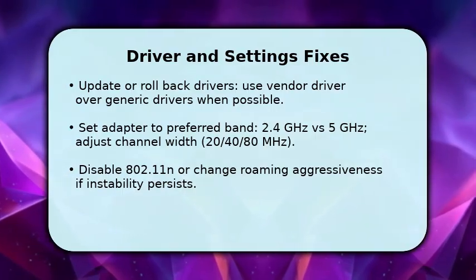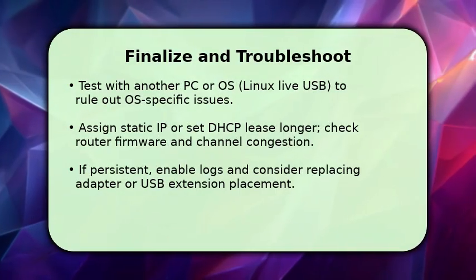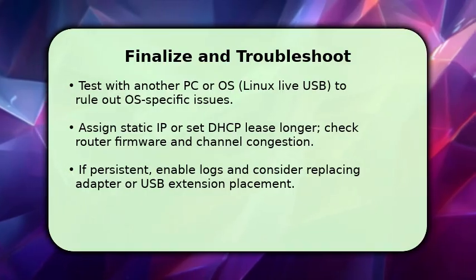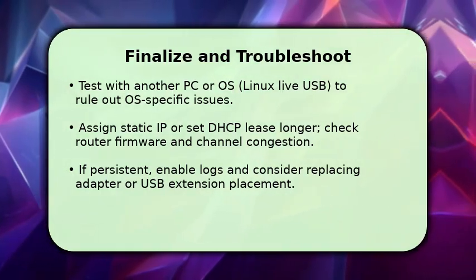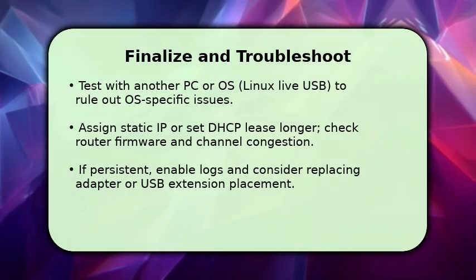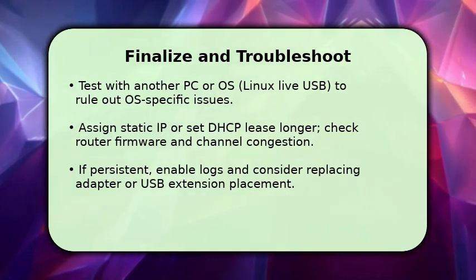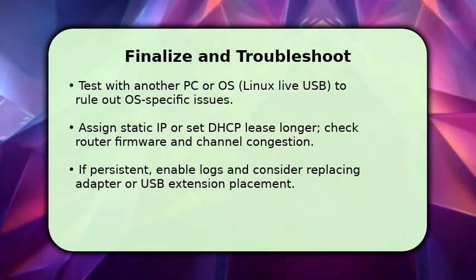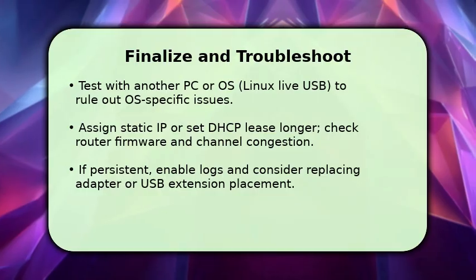Finish by validating stability under realistic load. Run a long ping and file transfer while monitoring drops. If unstable, test the adapter on another computer or boot a Linux Live USB to determine if your OS or drivers are at fault. Make router tweaks, update firmware, set less congested Wi-Fi channels, or assign a static IP or longer DHCP lease to avoid renewals. If problems persist, enable driver logs for diagnostics and consider replacing the adapter or using a short USB extension.